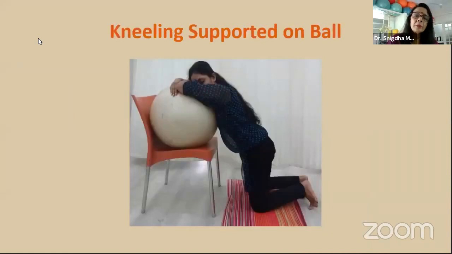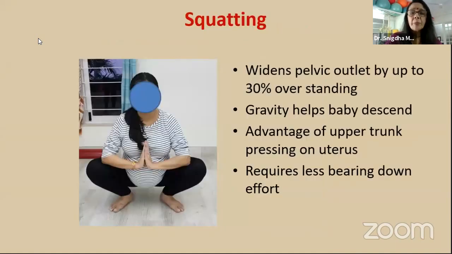And this is another position, so I'm giving you lots of positions and a variety of positions, and the mother can take up whichever position she's most comfortable in. Squatting is another great position because it opens the pelvic outlet by up to 30% compared to standing. Gravity helps the baby to descend, there's the advantage of upper trunk pressing on the uterus, and it requires less bearing down effort.